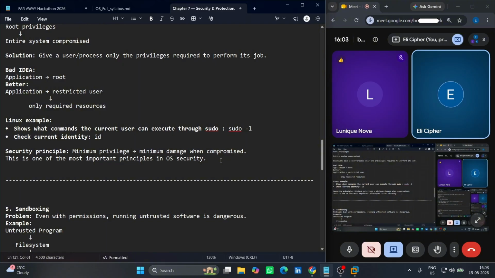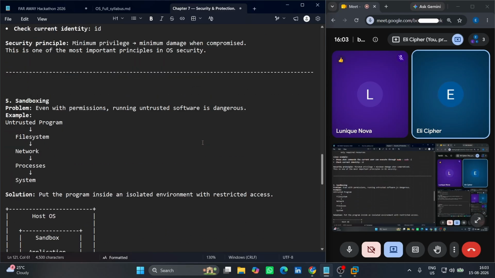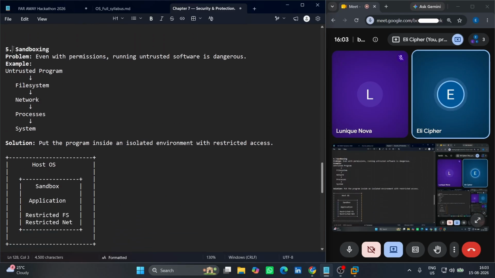Yes, now it is clear. Now there is one more concept of sandboxing. What is the problem? Even with permission, sometimes running untrusted software is dangerous.